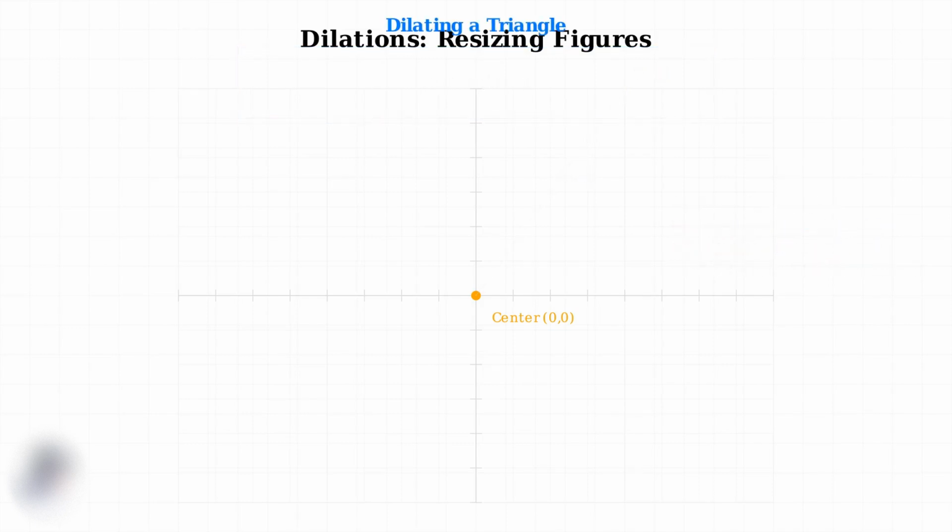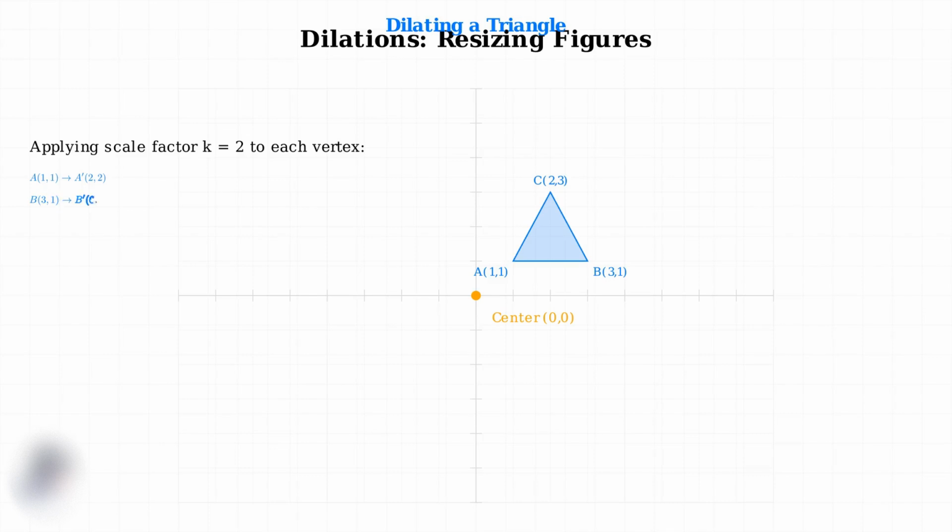Now let's see how dilation works with a more complex figure. We'll dilate an entire triangle using the same scale factor of 2. Here's our original triangle with vertices at A(1, 1), B(3, 1), and C(2, 3). We apply the scale factor of 2 to each vertex. A at (1, 1) becomes A prime at (2, 2), B at (3, 1) becomes B prime at (6, 2), C at (2, 3) becomes C prime at (4, 6). Here's our dilated triangle.